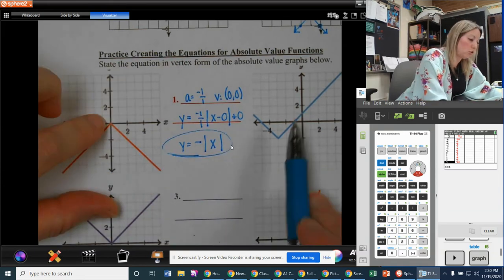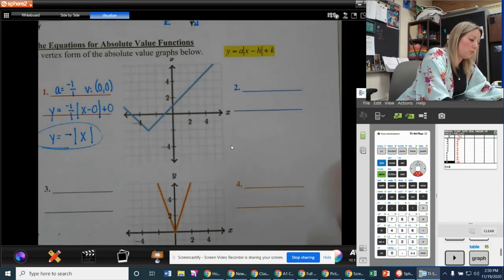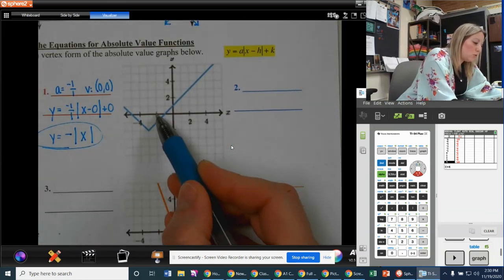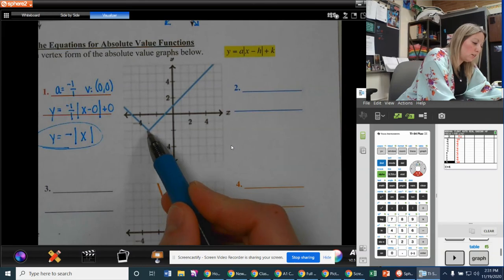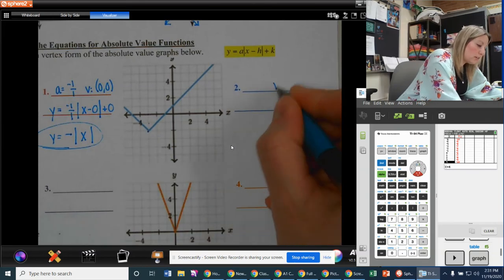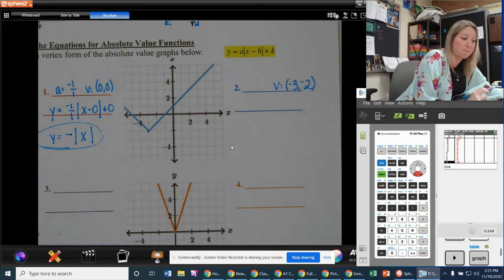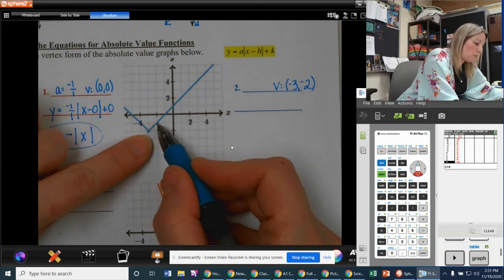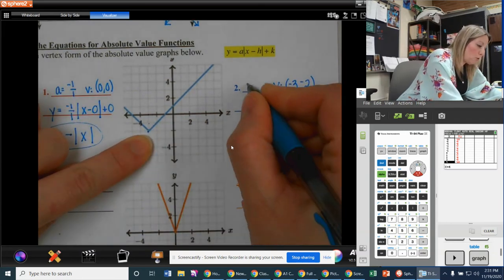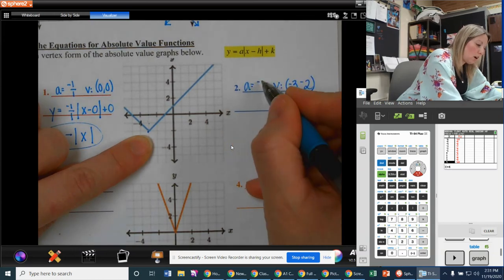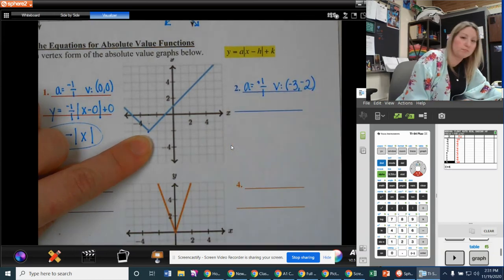Let's do it again. Let's do it over here at number 2. What's the vertex? 1, 2, 3, negative 3, negative 2. So the vertex is negative 3, negative 2. So that's my H and my K. My slope is up 1, right 1. So my slope, or my A value in this case, is positive 1 over 1.